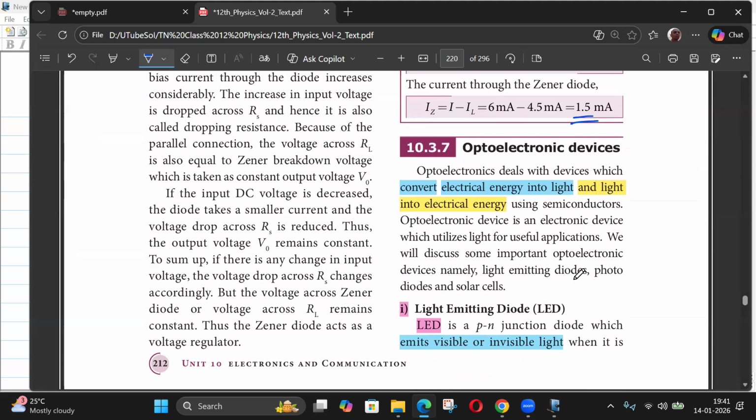So optoelectronic devices. From the name you can see, input is optical light and output is current or electrical energy. You can also do it the other way around. Light emitting, obviously it's emitting, so output is light. Input is current or electrical energy.